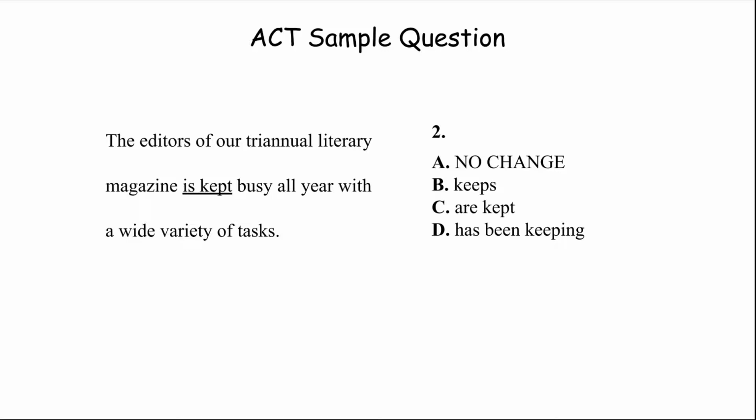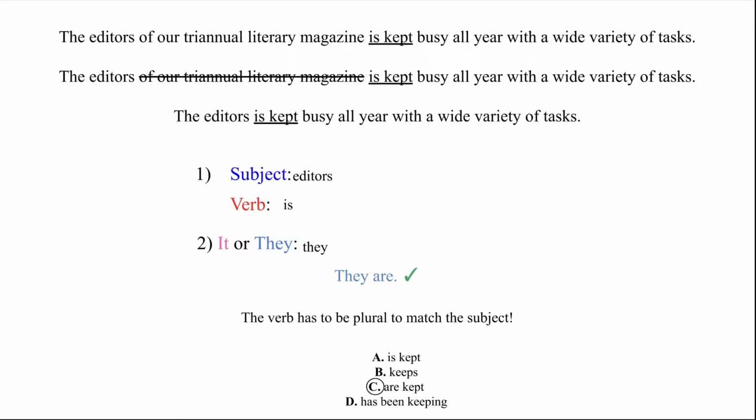So just like we just did with our previous example, we're going to identify our subject, our verb, and then cross out all unnecessary phrases to make sure we have the correct agreement there. So our subject here is editors, and our verb is. And we have an unnecessary phrase in between those. That prepositional phrase of our triannual literary magazine is unnecessary. So you want to cross that out either physically or mentally. And I think that does that here. Yes, perfect. So if we take that out, we have the editors is kept busy.